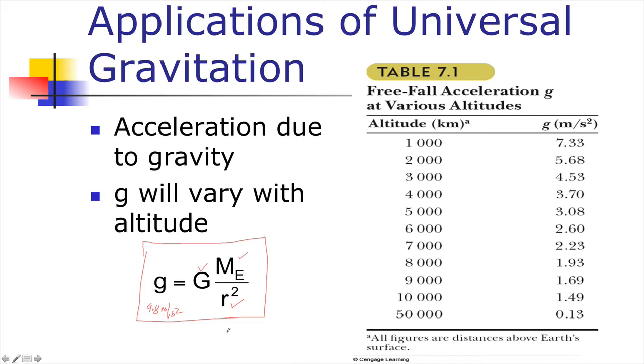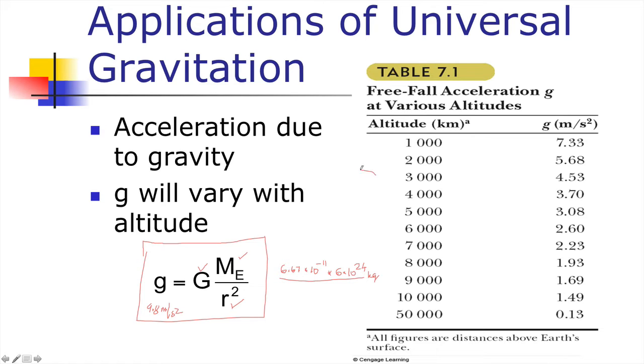You already know what the value of G is: 6.67 times 10 to the power of negative 11. Do you have any idea how much the mass of the Earth is? What is the mass of the Earth approximately? Any idea? It depends on the textbook, but we can approximate it as 6 times 10 to the power of 24 kilograms. It's approximately like that.